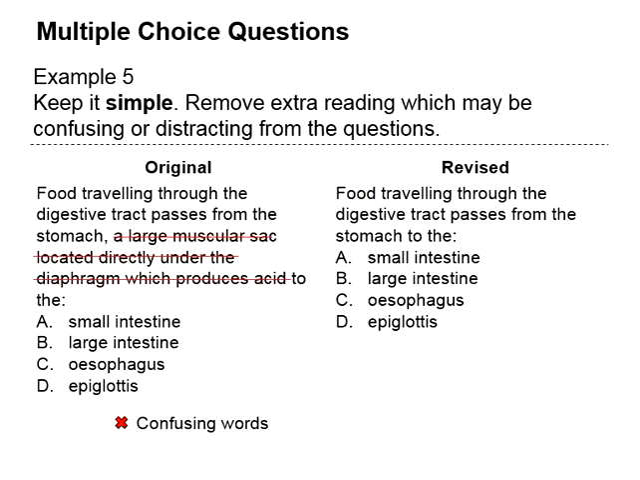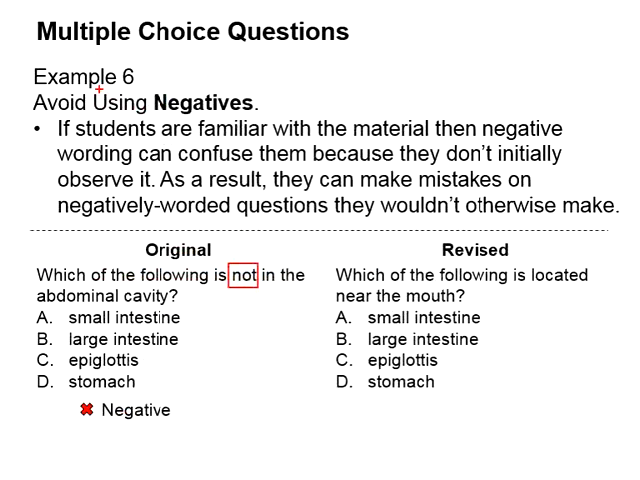Try to avoid that. Next, avoid using negatives. What does it mean by negative? You can see this example here. Which of the following is not in the abdominal cavity? The not here is the negative. Now, why do we need to avoid this?